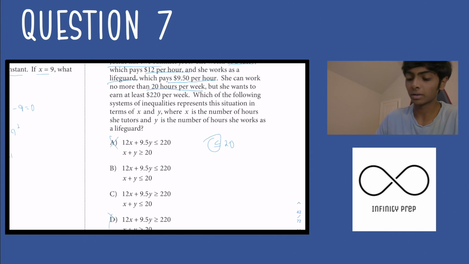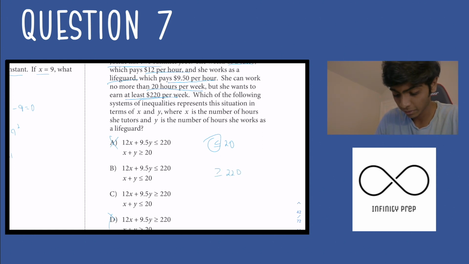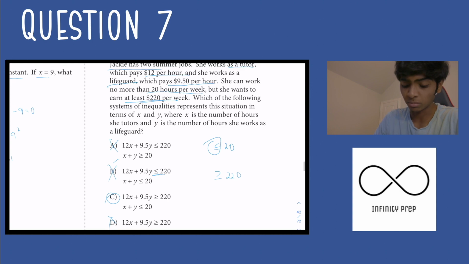So now we'll keep reading. But she wants to earn at least $220 per week. And when you're saying at least 220, you're saying that's the minimum amount she wants to earn. So she can very well earn more than that, but she wants to earn at least 220. So it's going to look something like that. And answer choice C matches that. Answer choice B has it like this, and in that case that would mean she wants to earn no more than 220, and that wouldn't make sense. So number 7 is going to be C.